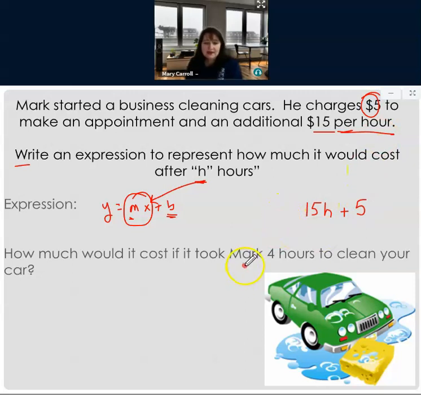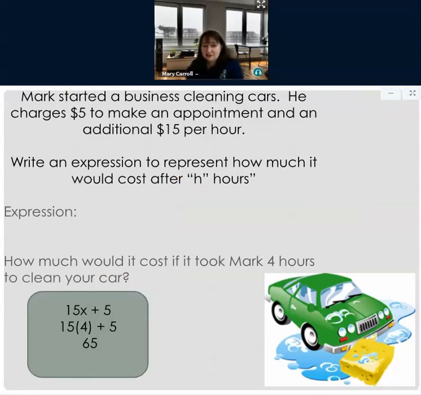So there's my expression. Now, when I tell you that I worked 4 hours to clean a car, it must have been a very dirty car, I'm going to go 15 times 4 plus 5, okay? So solve that and then I'll give you the answer. So the answer for that is $65.